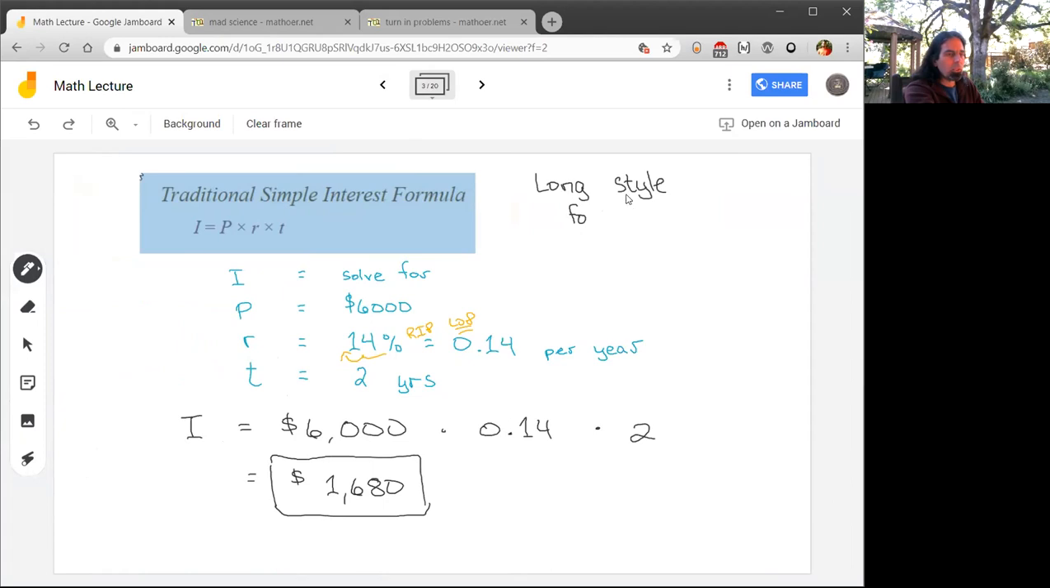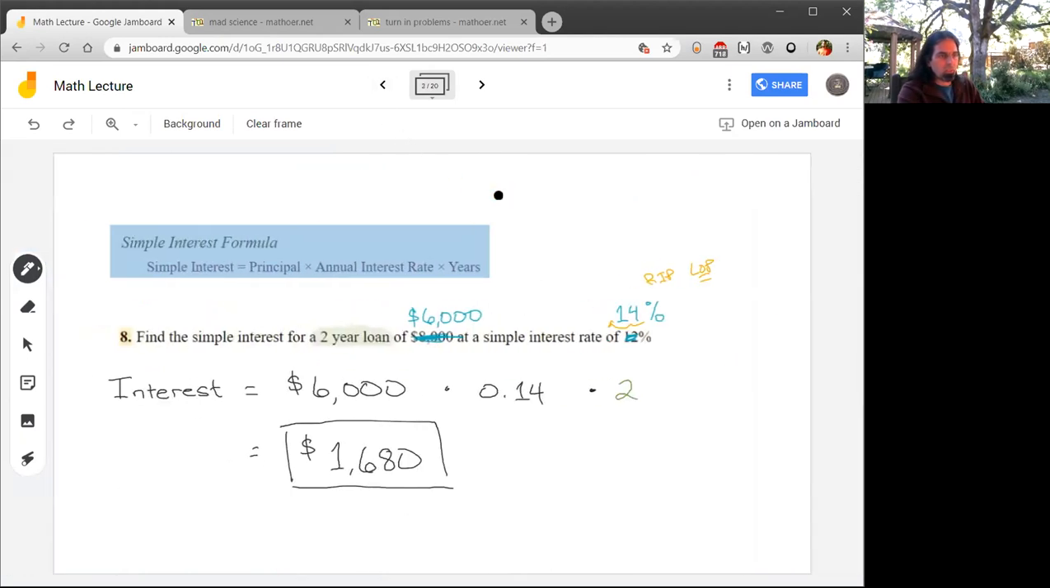Whoops, that's the short style formula. I didn't go back 2 slides. There we are, longer. So in this formula, we've written out the words to help us remember what's happening.